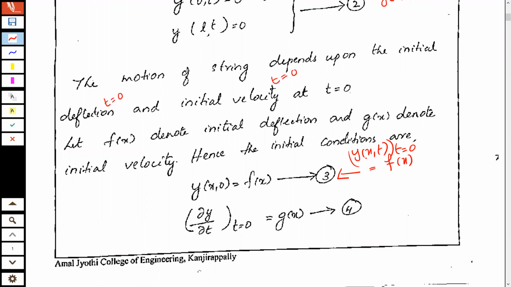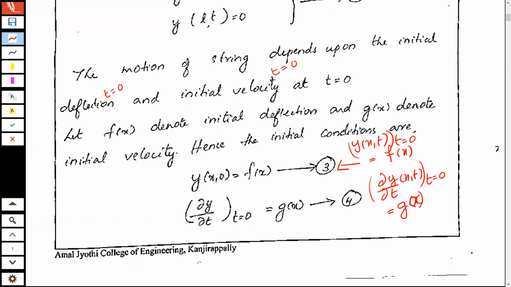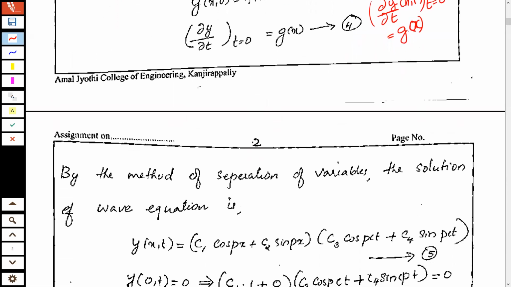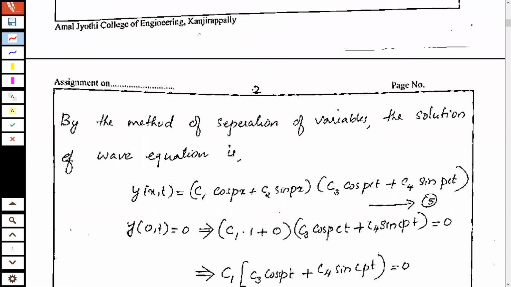Now, if we differentiate y(x,t) with respect to t, then ∂y/∂t is again a function of x and t. If we evaluate the same at t = 0, again we get a function of the variable x alone. Let it be denoted by g(x). Now we are going to see the solution of the wave equation whenever these conditions are satisfied.